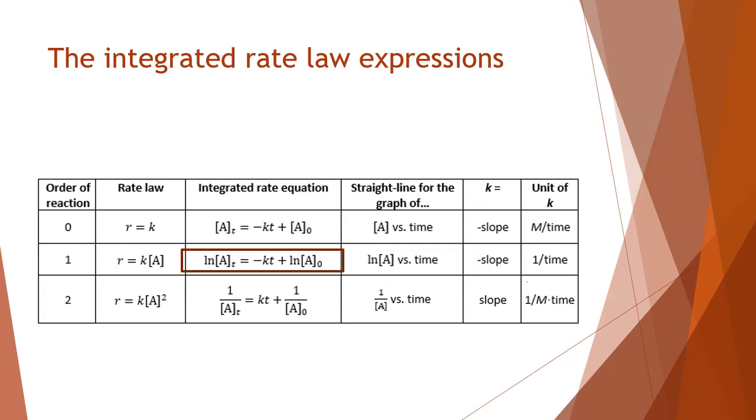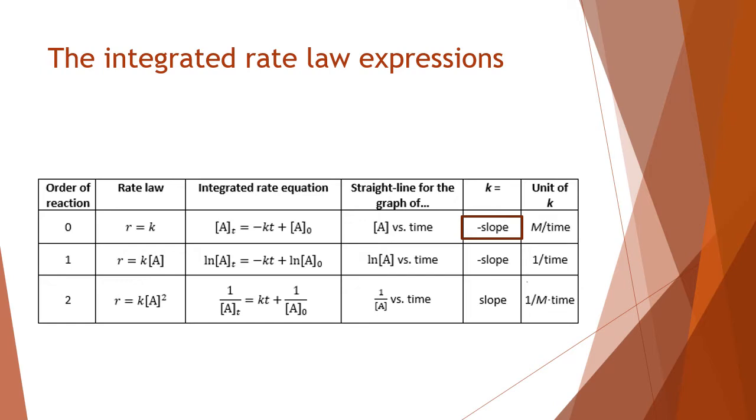To test whether a reaction is zero-order, we can plot the concentration of A versus time. If we obtain a straight line graph, we have determined that this reaction is zero-order with respect to A. The value of K is equal to the negative of the slope of the trend line.